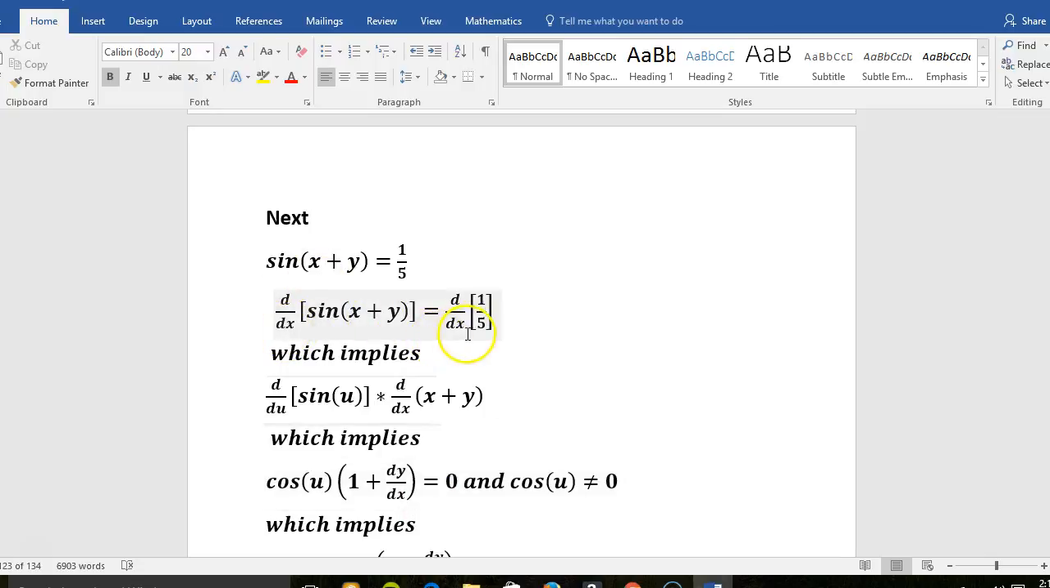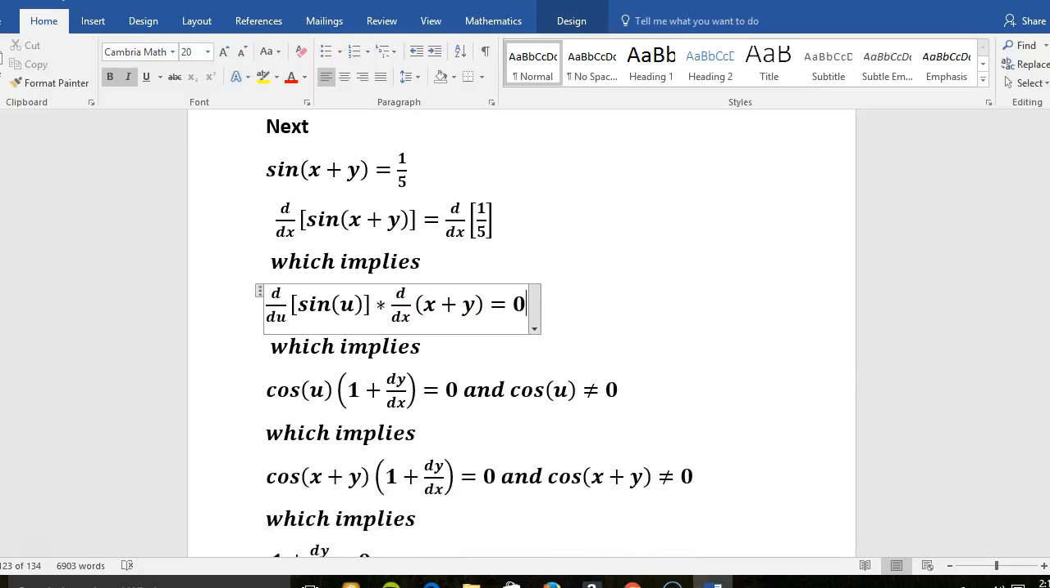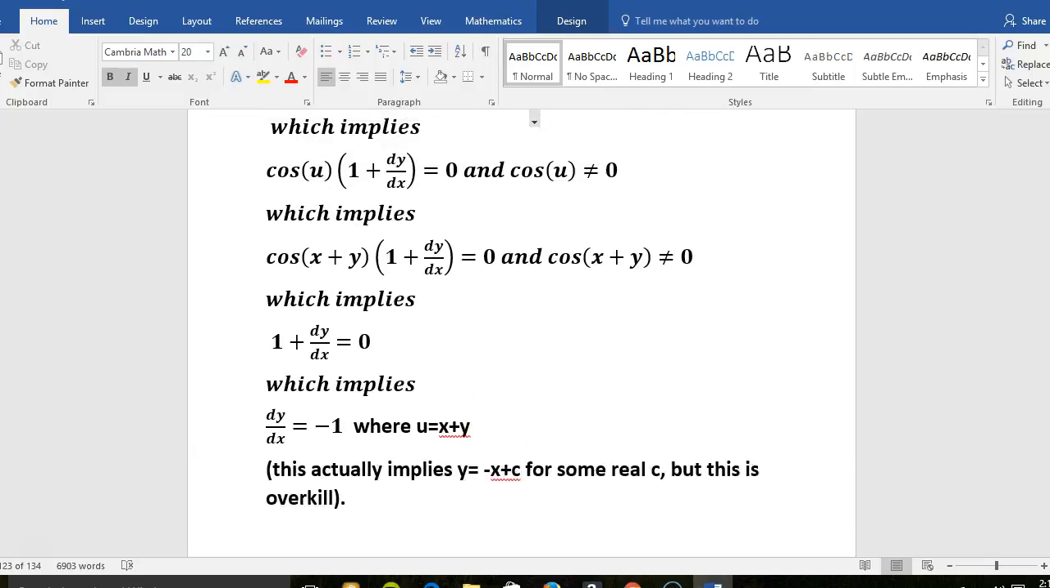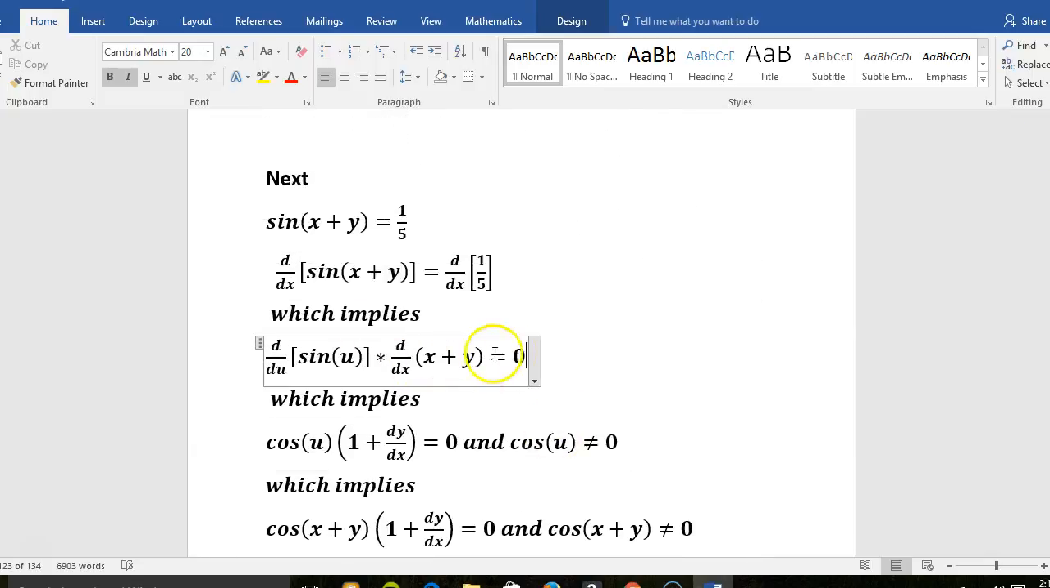Okay, so if I do d by dx of both sides, now guys, remember, you just get 0 over here because d by dx of 1/5 is just 0. I've got to do d by du of sine u times d by dx of my u term, and I'm letting u equal x plus y. I guess I should scroll down. My u term is going to be x plus y, and I should define it down here at the very end. Oops, I need to do that. I forgot to do that. So suffice it to say my u term is x plus y. That needs to be defined. Always define your terms, right?